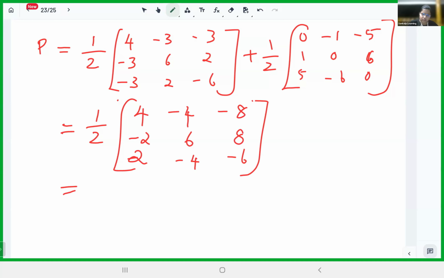I think this will be better. Okay. For simplification, this will be better. So 4 by 2 is equal to 2. Minus 4 by 2 is minus 2. Then minus 8 by 2 is minus 4. Minus 2 by 2 is again minus 1. 6 by 2 is 3. 8 by 2, 4. 2 by 2 is 1. Minus 4 by 2 is minus 2. Minus 6 by 2 is minus 3. So the matrix is 2, minus 2, minus 4, minus 1; 3, 4, 1, minus 2, minus 3.